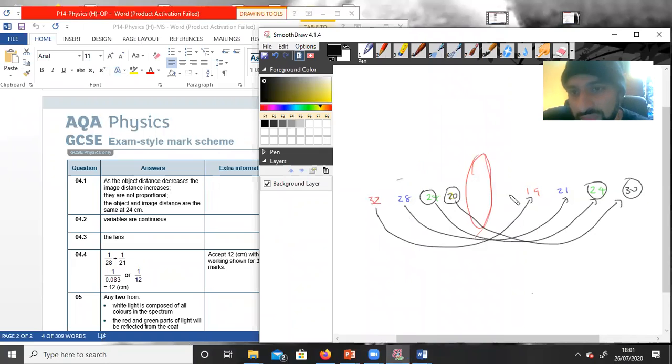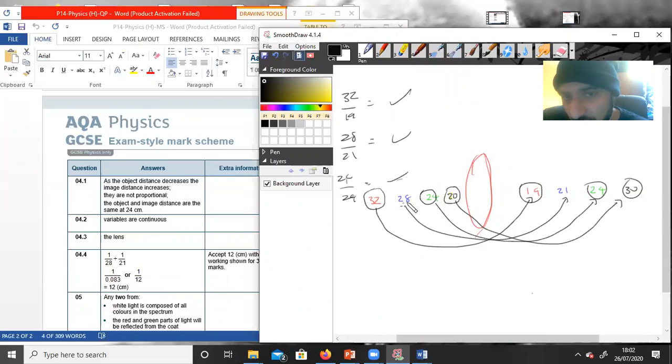How do you know they're not proportional? When things are proportional, if you divide one quantity by the other, you'll get a number, and that number should be the same for all of them. So if you divide 32 by 19, you'll get a number. If you divide 28 by 21, you'll get a number. If you divide 24 by 24, you'll get a number. If these numbers are the same, then we have proportionality. It means if you change the distance of the object, the change of distance of the image is proportional.